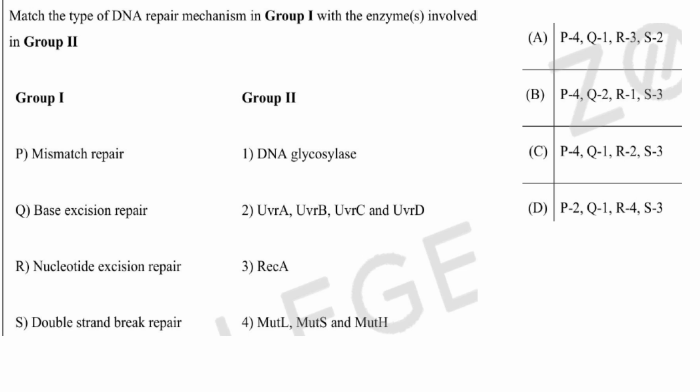Then next one. Match the type of DNA repair mechanism in group 1 with the enzymes involved in group 2. So mismatch repair, MutL, MutS, MutH, P4. Okay. Base excision repair, DNA glycosylase is involved. Nucleotide excision repair, UvrA, UvrB, UvrC, UvrD, Q2, R2. Then double strand break repair, RecA is involved. So the answer here is option C, that is P4, Q1, R2 and S3.